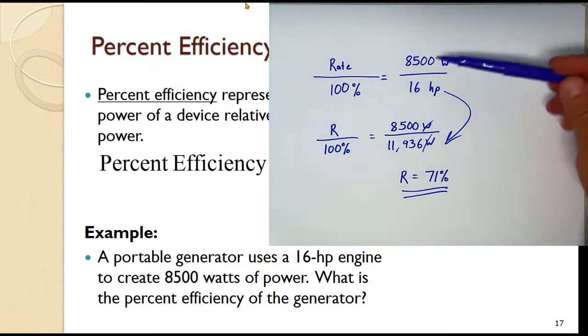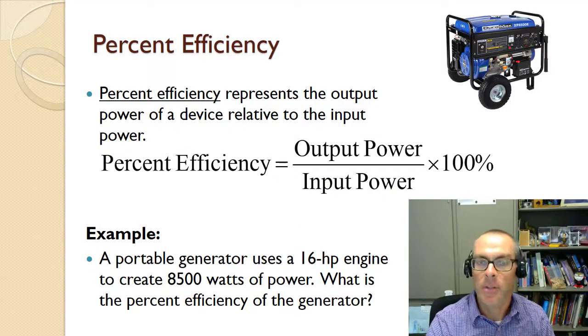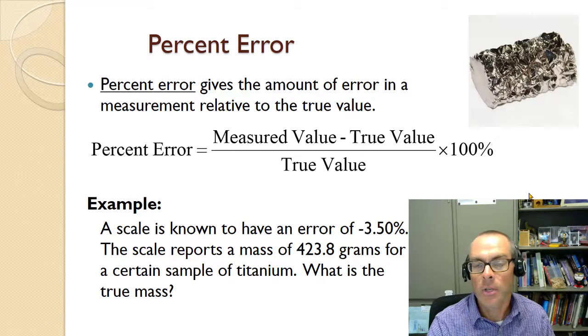So we can use a proportion there, or we could use the wheel, but lots of ways to solve these problems. Make sure as we wrap up this lesson that you're able to perform percent efficiency computations either using the wheel, the proportion, or that formula, as well as percent error calculations. Again, any method you want is fine, but make sure that you're comfortable solving those types of problems.